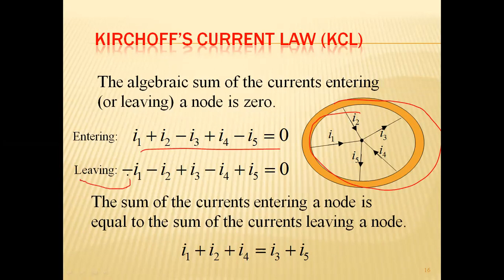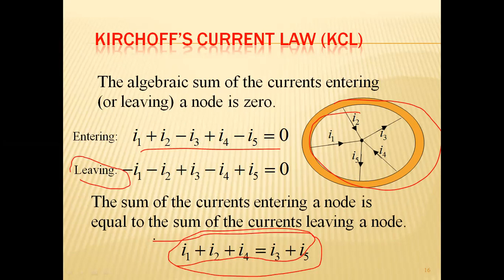In case of leaving, it is the opposite of the above equation: minus I1 minus I2 plus I3 minus I4 plus I5 equal to 0. And finally, what we can say is, the sum of the currents entering a node is equal to the sum of the currents leaving the node. So you can modify these two equations. The sum of the currents leaving the node is equal to the sum of the currents entering the node. So this is the equation for Kirchhoff's current law.